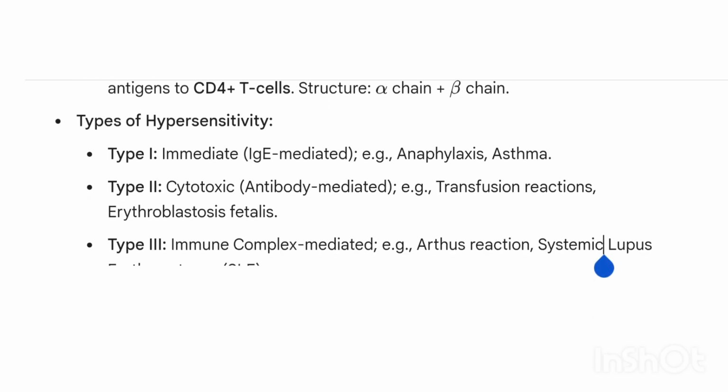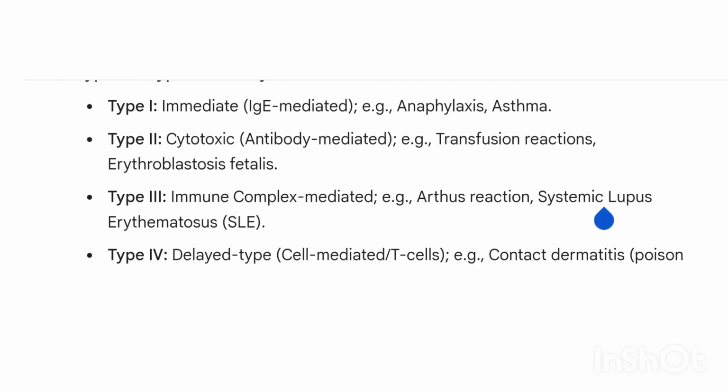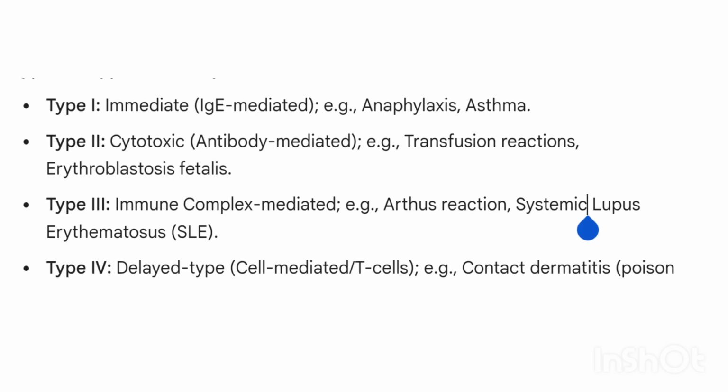Next, hypersensitivity. Let's check. There are 4 types of hypersensitivity, that is type 1, type 2, type 3 and type 4. Type 1 hypersensitivity is immediate and IgE mediated, and examples are anaphylaxis and asthma.